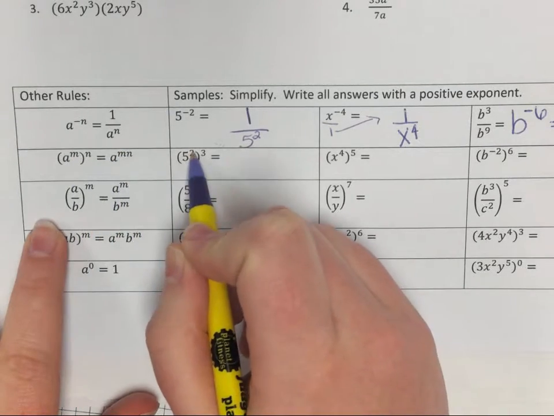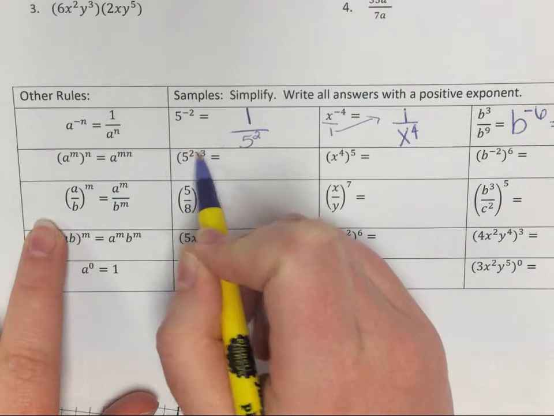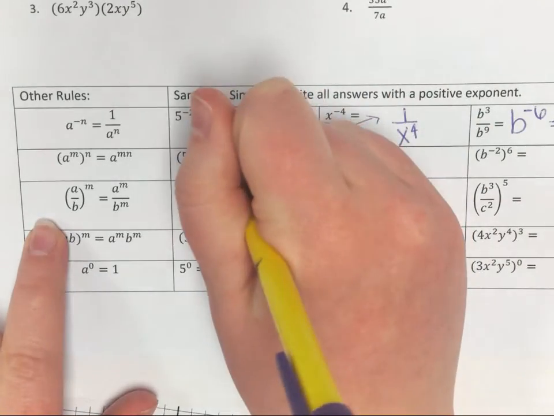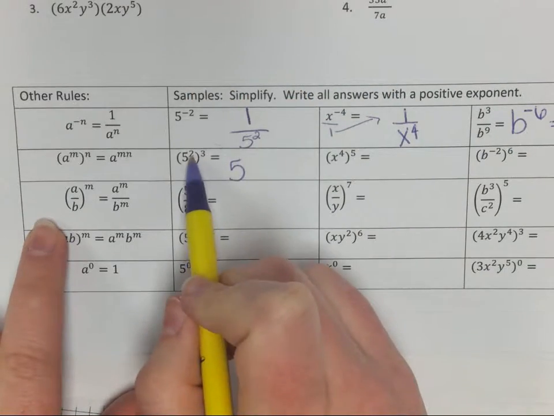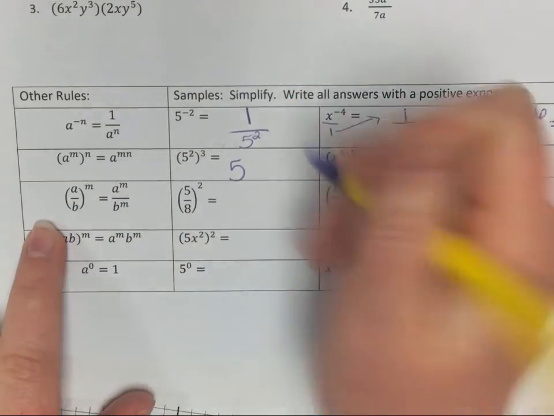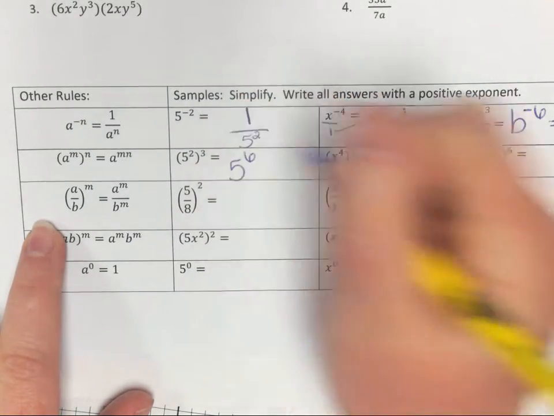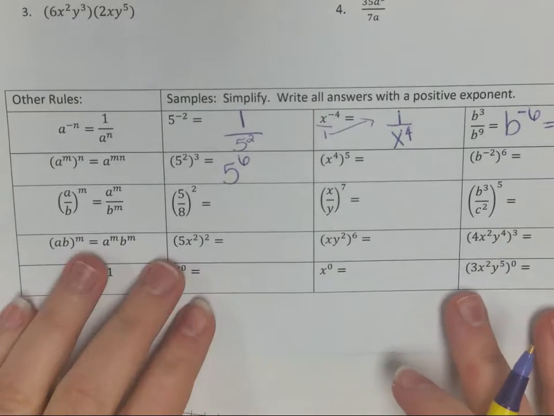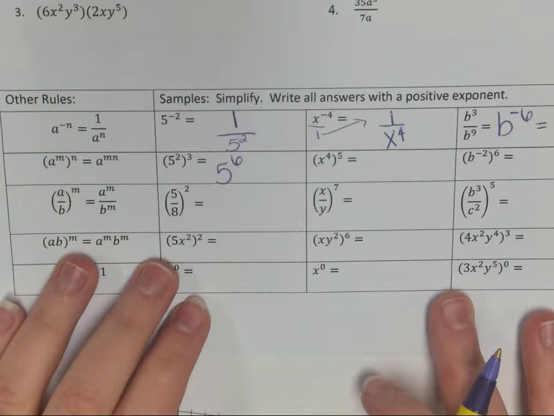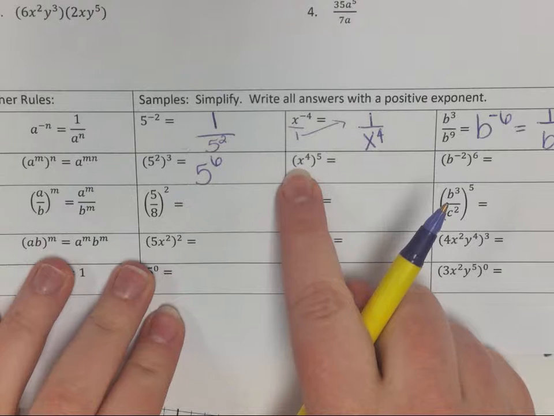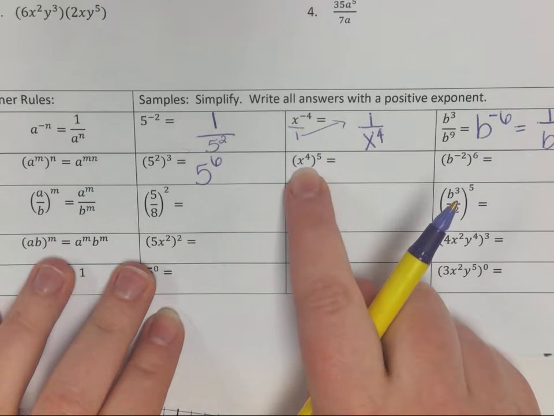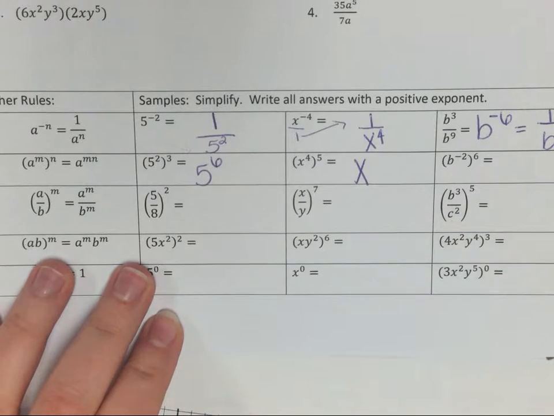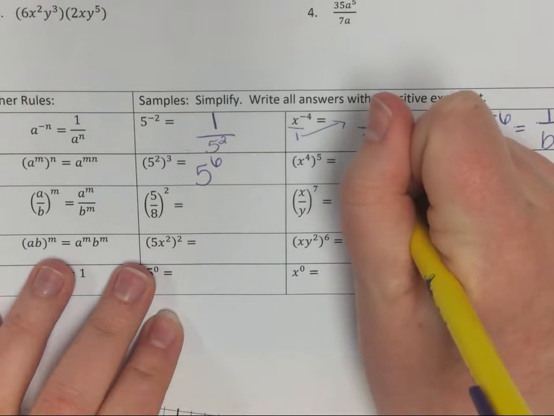Right here we have 5 to the second power, and this whole thing is being raised to the third power. So our base stays the same. 5 stays the same, and we do 2 times 3 is 6. We're not adding our exponents, we're multiplying. 2 times 3 is 6. The next one, x to the 4th, all being raised to the 5th. What's going to stay the same? X stays the same. And what do I do with that 4 and 5? Multiply. 4 times 5 is 20.